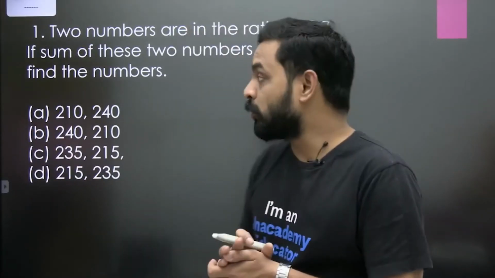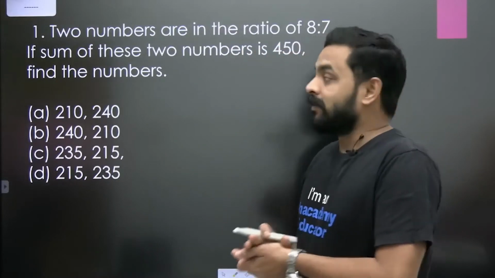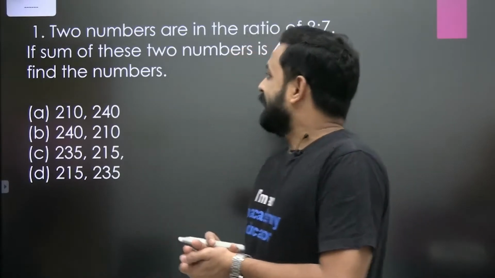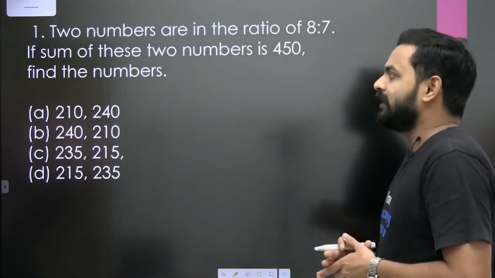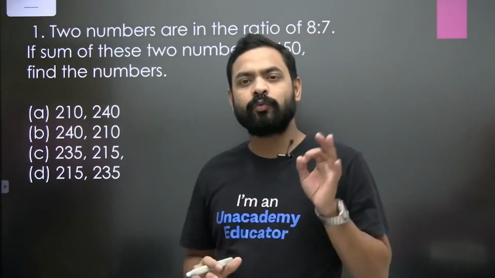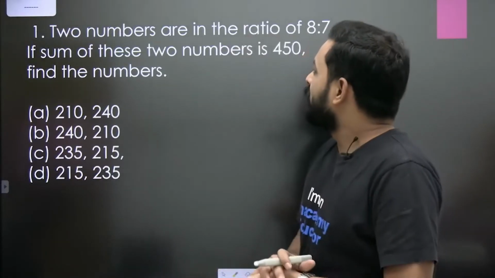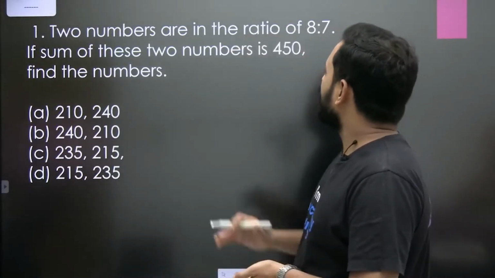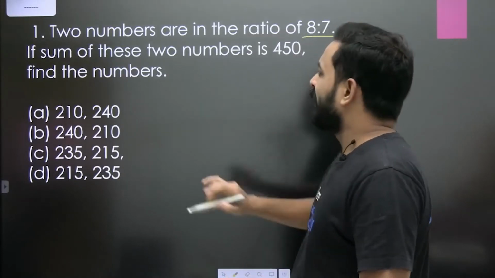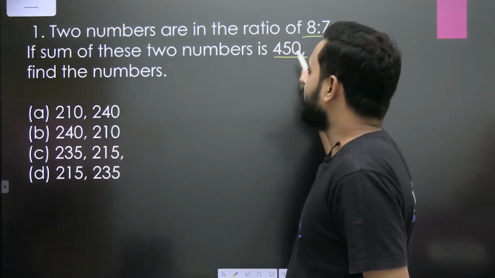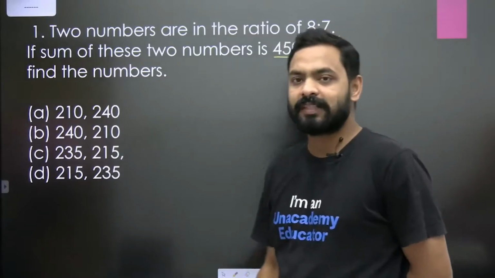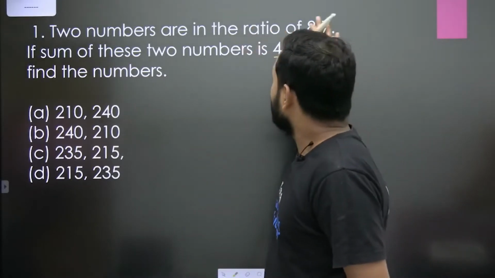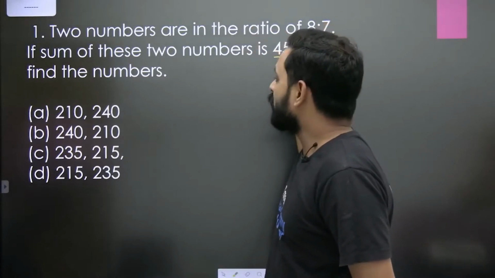Okay guys, so let's start with the question. Please try and solve, and let's see how we solve it at the time of examinations. I'll be telling you with the 30-second tricks, right? The question says 2 numbers are in the ratio 8:7. If the sum of these 2 numbers is 450, find the numbers.